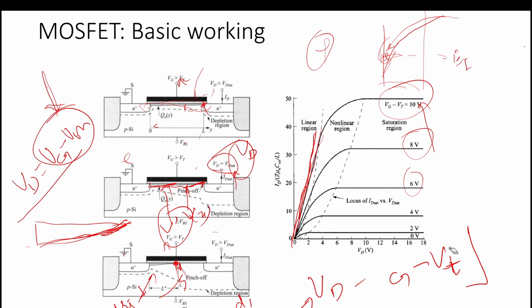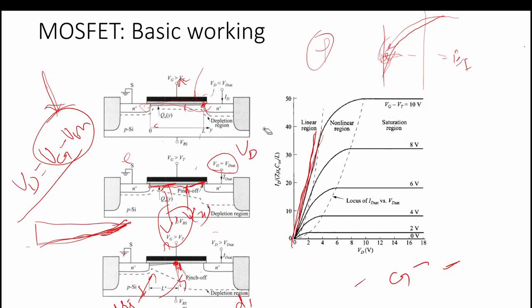Now, the number of electrons at this junction is governed by the Vg, whatever we are applying, the gate overdrive voltage Vg minus Vt. So the more the gate overdrive voltage, the more the current.